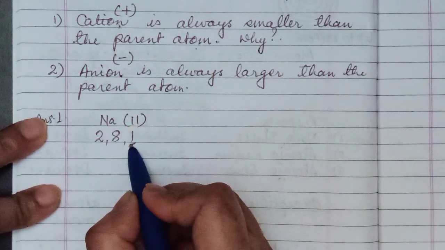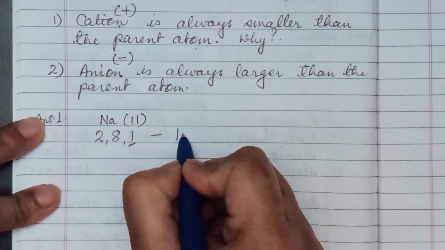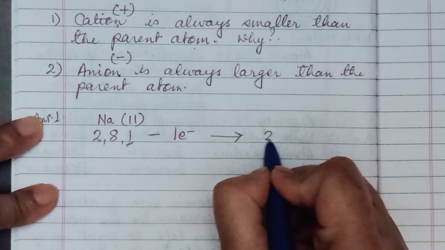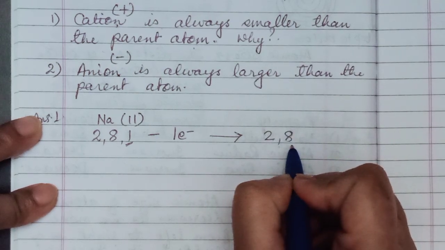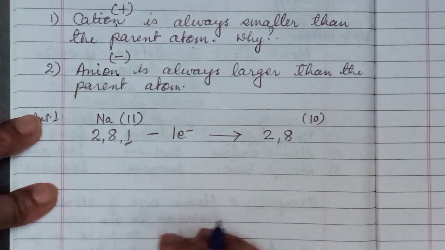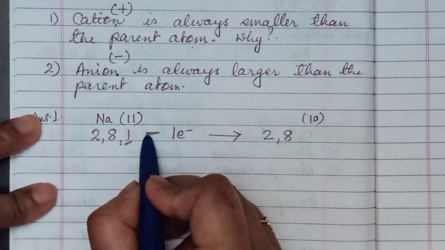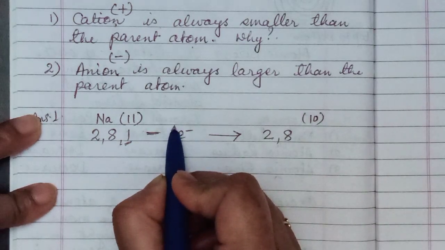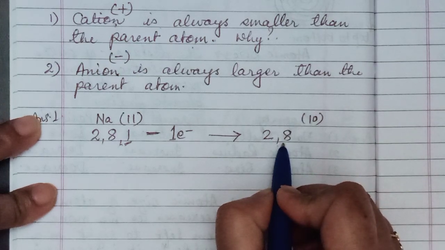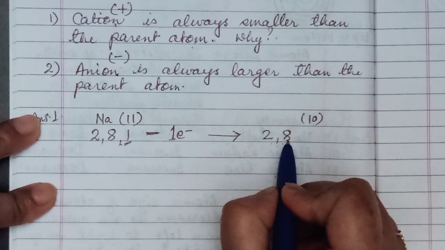Here, if one electron is removed, that means minus 1 electron. So how many electrons will be left here? 2 and 8 only, that means 10. So here the number of electrons is 11. When we have removed 1 electron from it to get a stable configuration, the number of electrons will be 10 and the electronic configuration will be 2, 8.